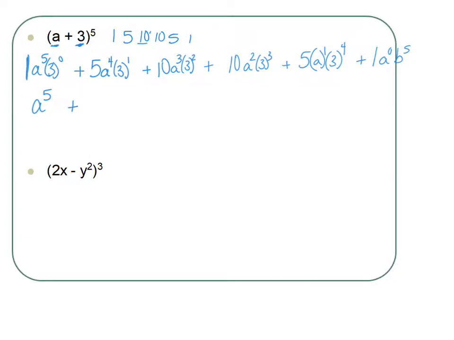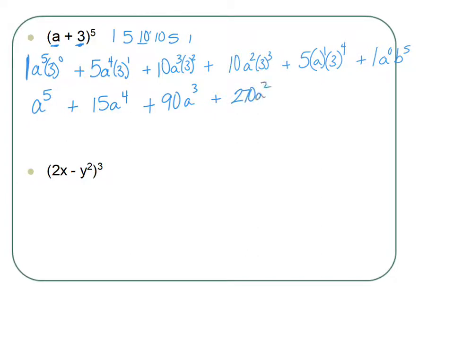Plus, now I have a 5, but I also have this 3 to the 1st, and I'm just multiplying these things, and 5 times 3 is going to get me a 15, and then I'll have an a to the 4th power. Plus, I've got the 10, and I've got the 3 squared that are being multiplied. That's going to get me a 90, a to the 3rd. Plus, now I have a 10 and a 3 to the 3rd. 3 to the 3rd power is 27, so times 10 is 270.